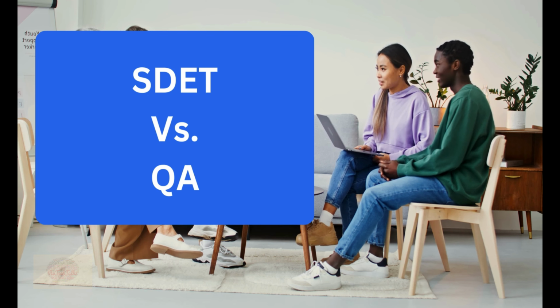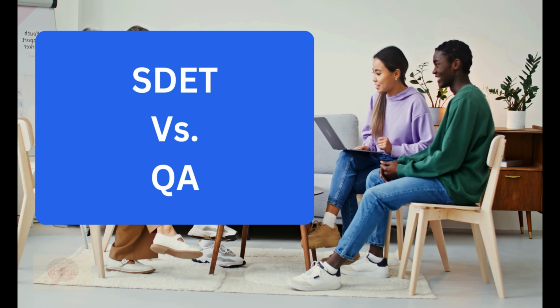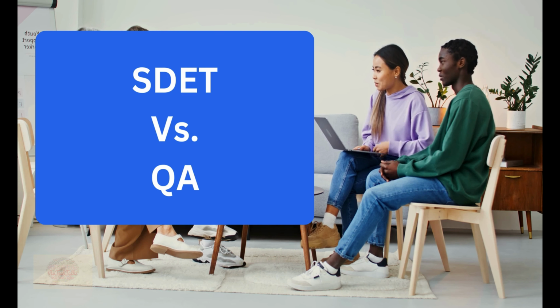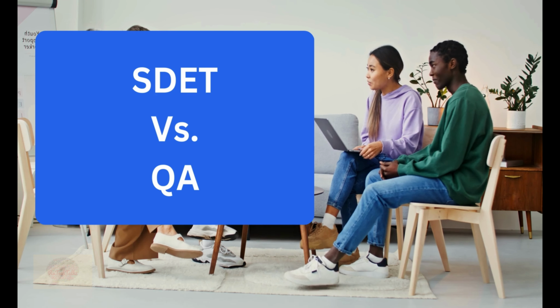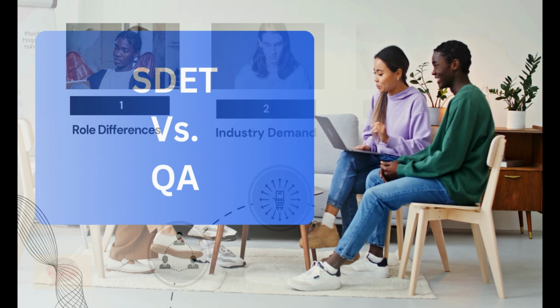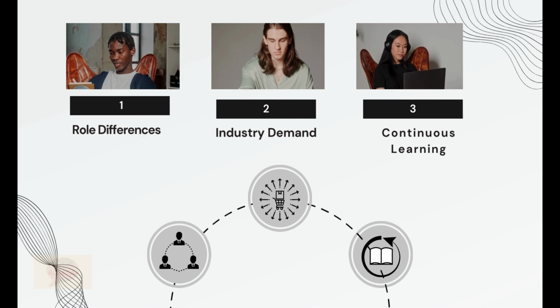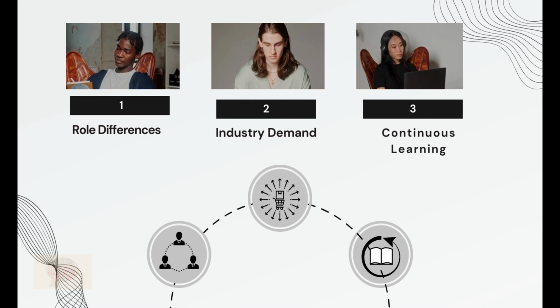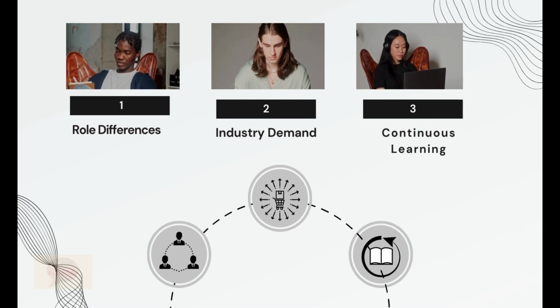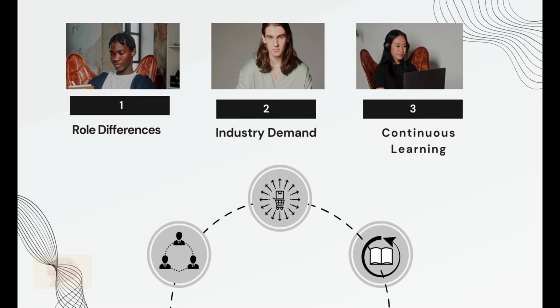Now let's see the difference between SDET and QA. There is a thin line between SDET and QA, but it still makes a huge difference in these two roles. SDET is more on the coding or development side and QA is more on the testing side. What is the role difference between these two? The SDET focuses on development tasks for testing, such as building automation frameworks and writing code to support testing. And quality assurance professionals focus on testing fundamentals and test planning, execution, and reporting skills.